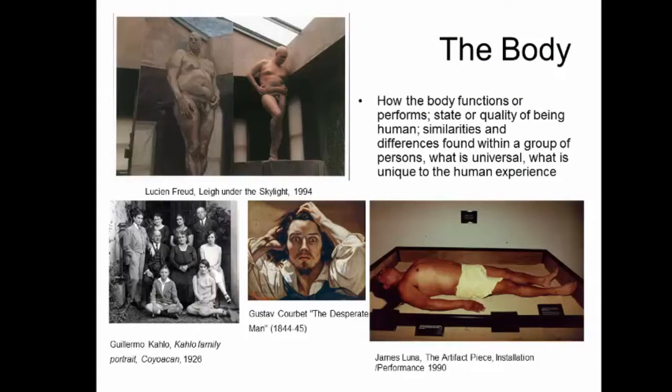And here it is. Here's the second great theme that is encompassed in art, and that is the theme of the body. And so this theme looks at how the body functions or performs, the state or quality of being human, similarities and differences found within a group of persons, and what is universal and what is unique to the human experience. So all the images you see below talk about how we are either the same, how our body is put together, or what makes us unique or different. And so this theme, the body, covers the human person in any work of art.